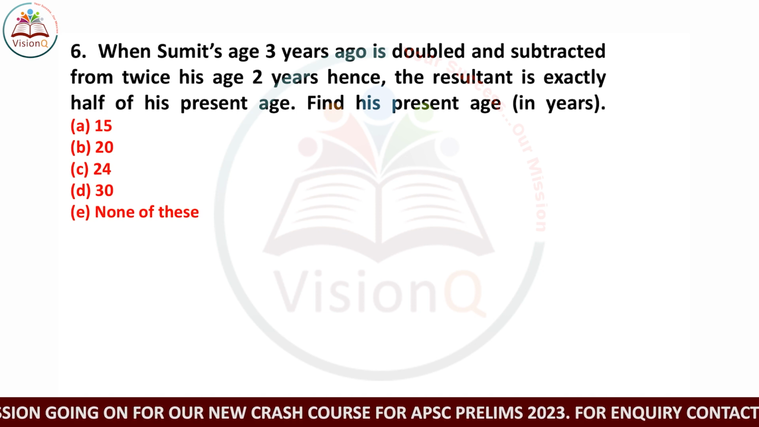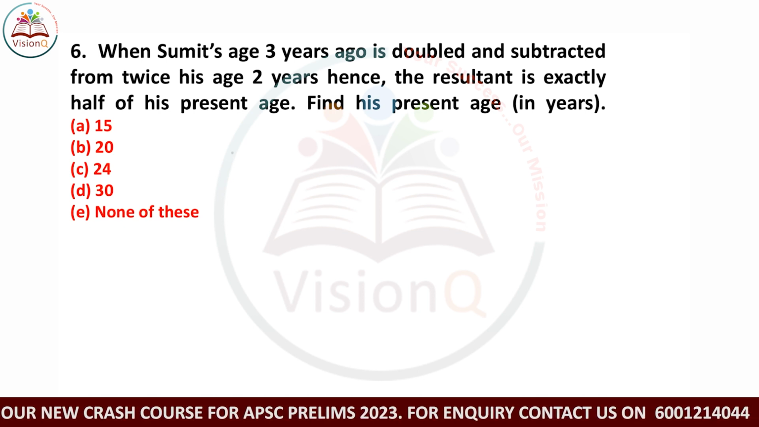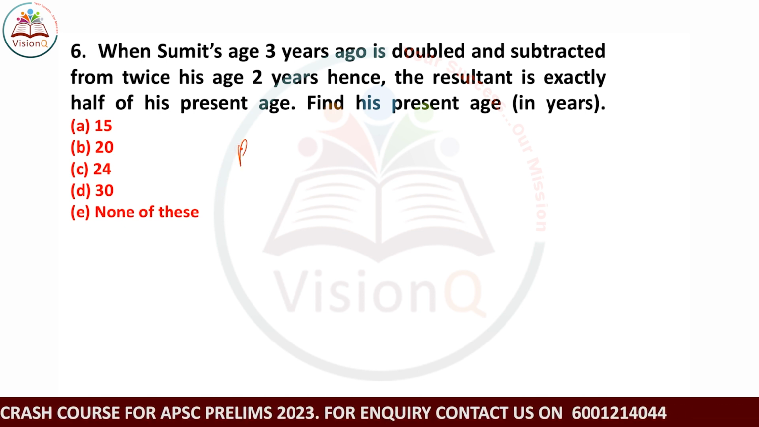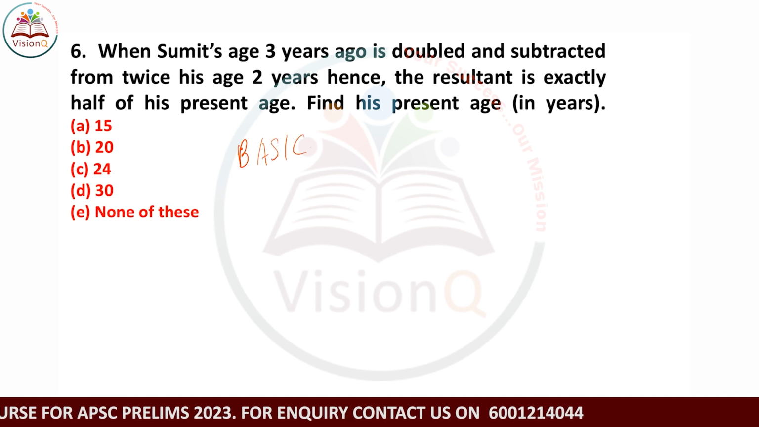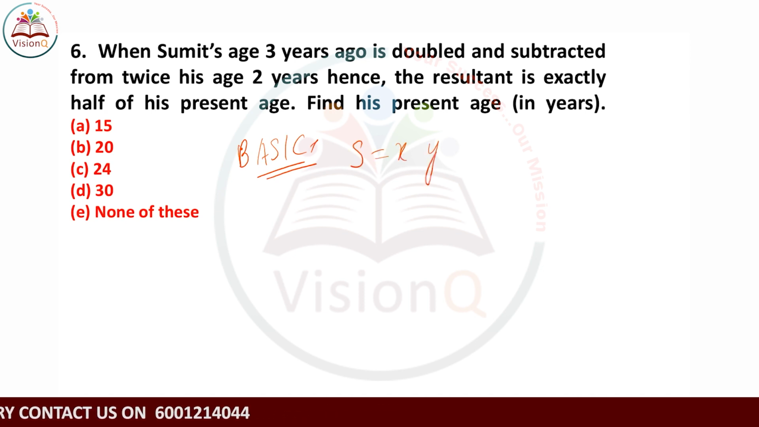Okay. Now this is one question where you need to take x. You need to apply the basic method here. That means whichever age is asked to find out, take that value as x. It is asked to find out the present age of Sumit. So let Sumit's age be x years, suppose.